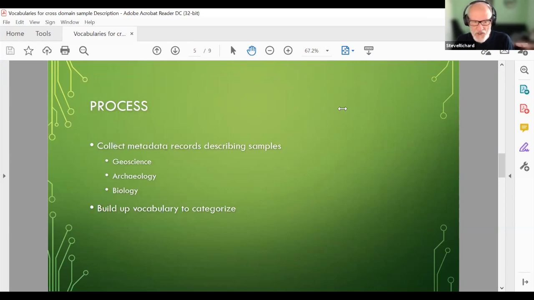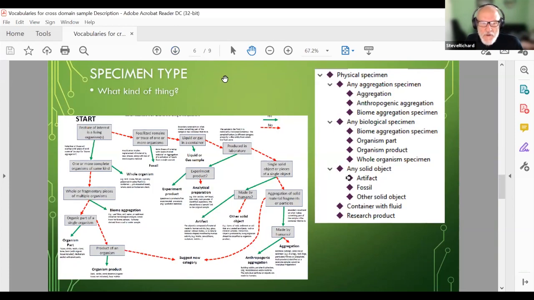What's the sampled feature? So what we tried to do is, by looking at a bunch of metadata records, take a bottom-up approach to build up a vocabulary to categorize these three different facets of describing samples across these domains. So the product at this point, with the drafts we have, if we go to the next one, we have three vocabularies we're working from.